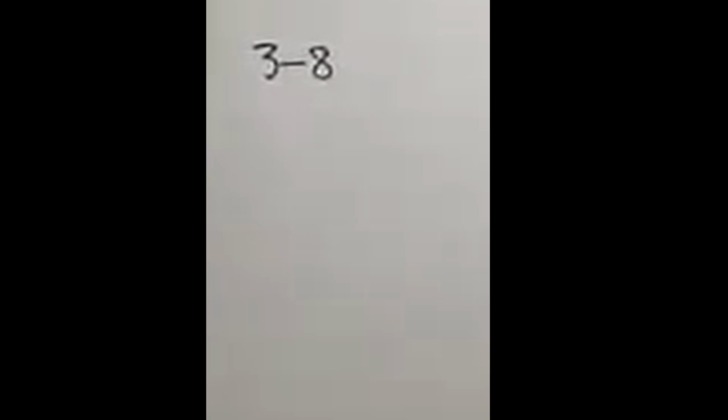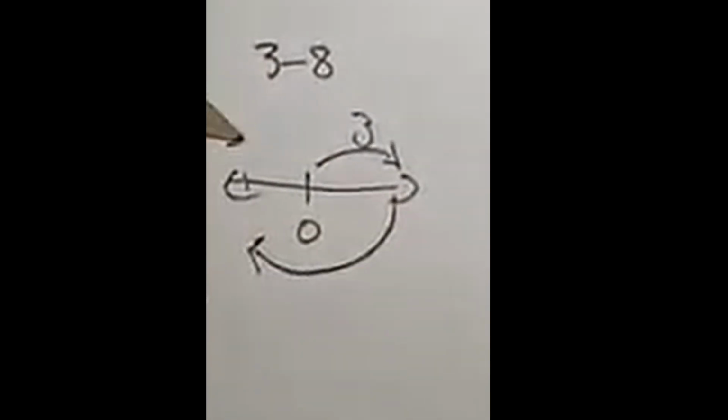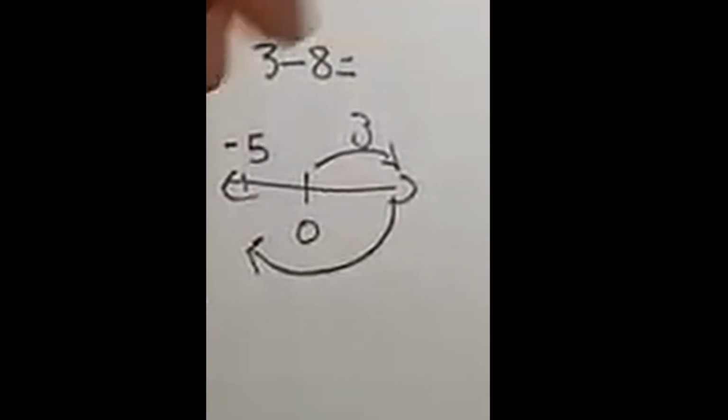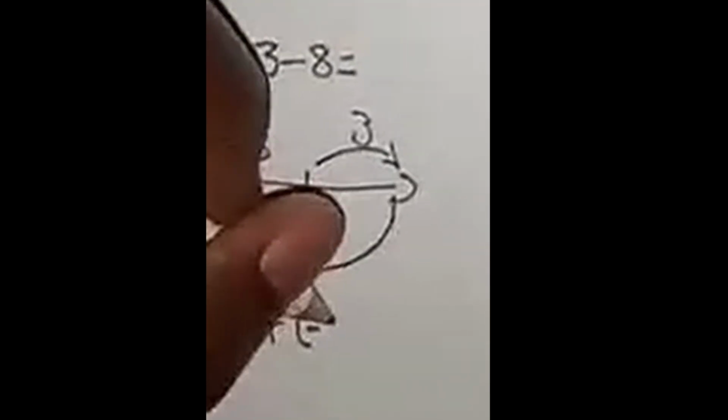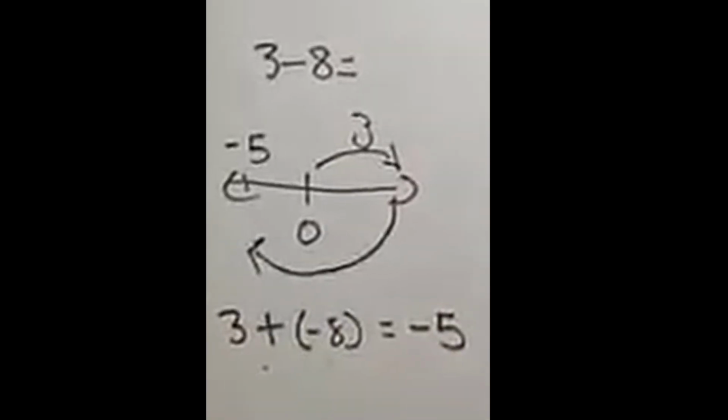Let's take 3 minus 8. First thing is what? Visualize a number line. 0 here. We go out 3. Come back 8 into negative territory. Negative 5. So we say 3 plus a negative 8. We go plus a negative equals a negative 5, because different signs, we subtract and take the sign of the larger.